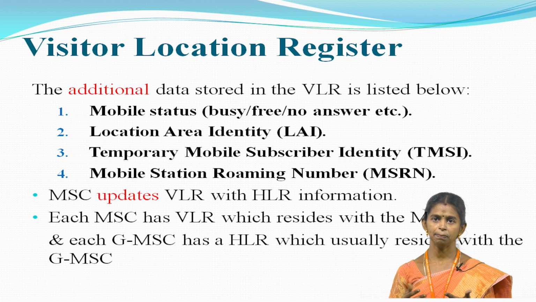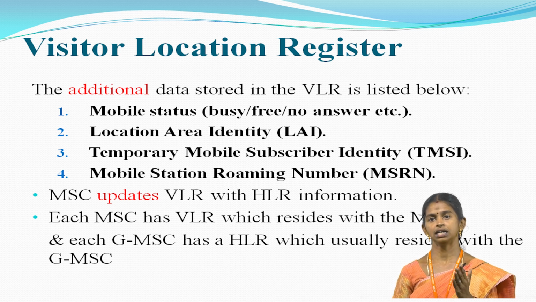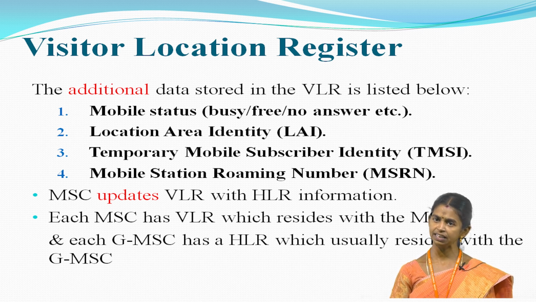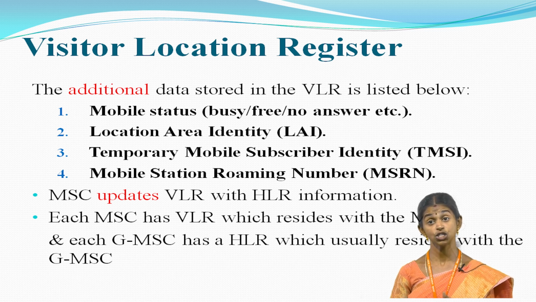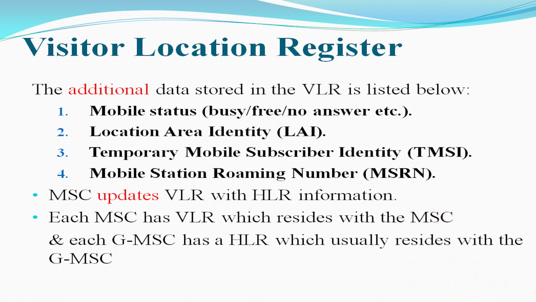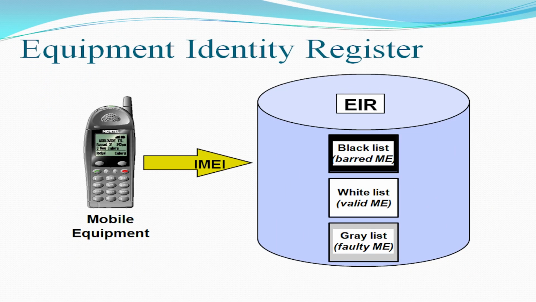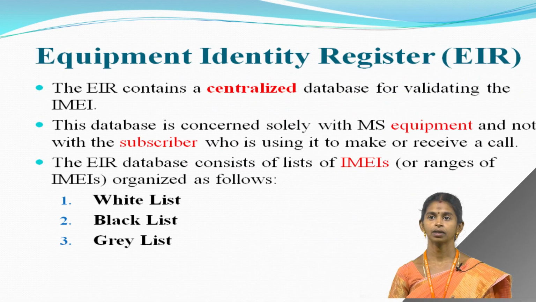VLR database and its additional data are listed here: mobile station, local area identity, temporary mobile subscriber identity, mobile station roaming number. MSC updates VLR and HLR information. Each MSC has a VLR which resides with the MSC, and each GMSC has an HLR which usually resides with the GMSC. EIR and its diagram are displayed here.